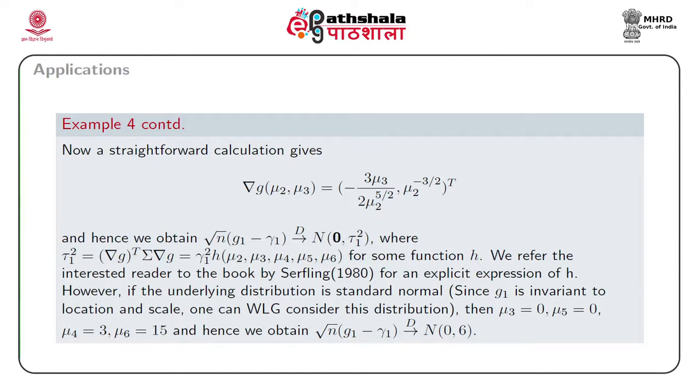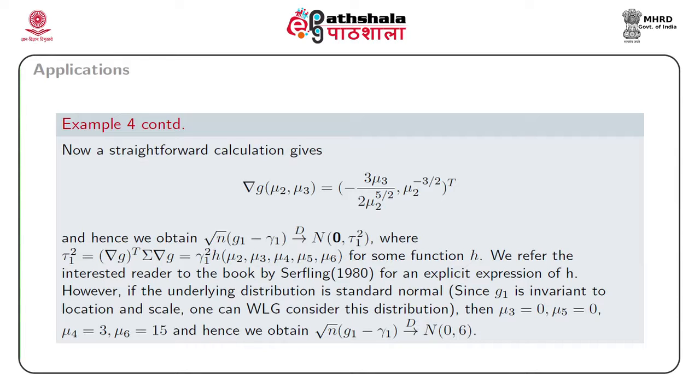minus 3 times mu 3 divided by 2 times mu 2 to the power 5 by 2, and mu 2 to the power minus 3 by 2. Hence we obtain the large sample distribution of g1 as normal with mean 0 and variance tau 1 square, where tau 1 square can be expressed as gamma 1 square multiplied by some function h of mu 2, mu 3, mu 4, mu 5, mu 6. We refer the interested reader to the book by Serfling for an explicit expression of h.